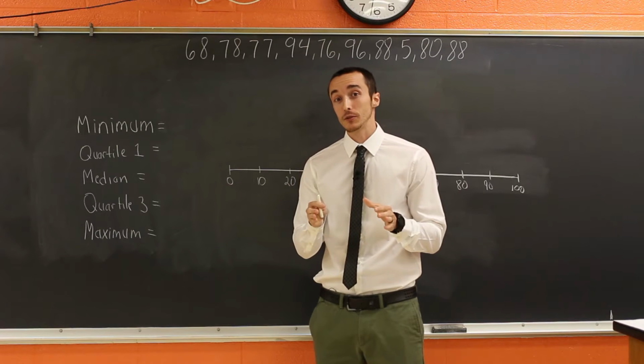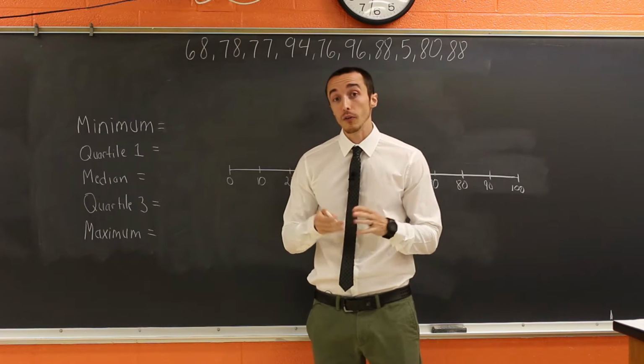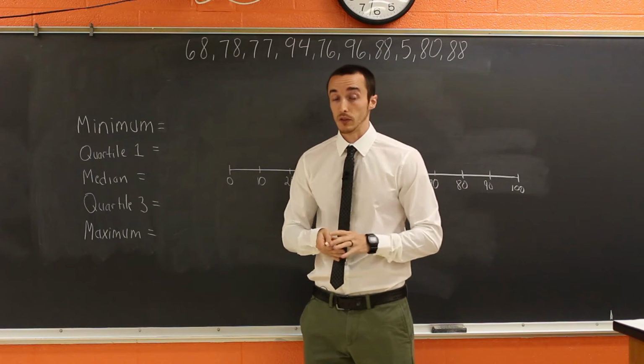Okay, so how do we handle a situation where we're trying to make a box and whisker plot, but there are also outliers? Well, the first step is to put your data in order and set it up like you would any normal box and whisker plot.